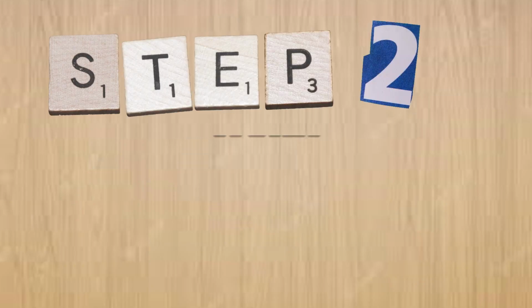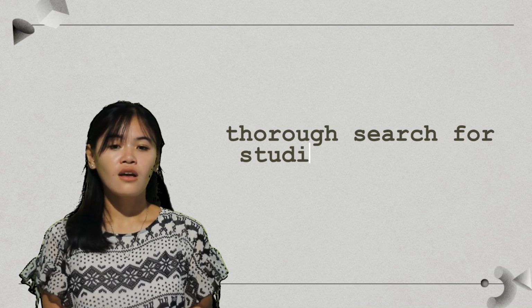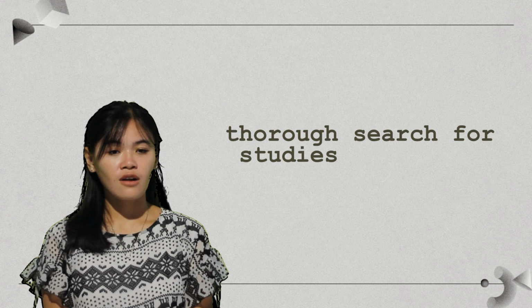Step 2. Finding relevant work. There should be a thorough search for studies. Without regard to language, a variety of written and digital resources should be searched. The review question should be the direct antecedent of the research selection criteria, which should be predetermined. It's important to document the reasons for inclusion and exclusion.